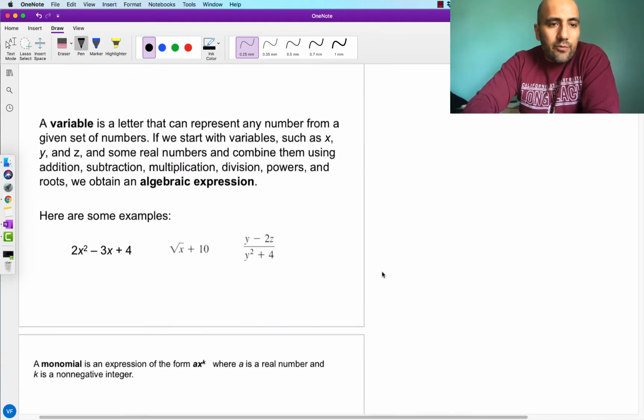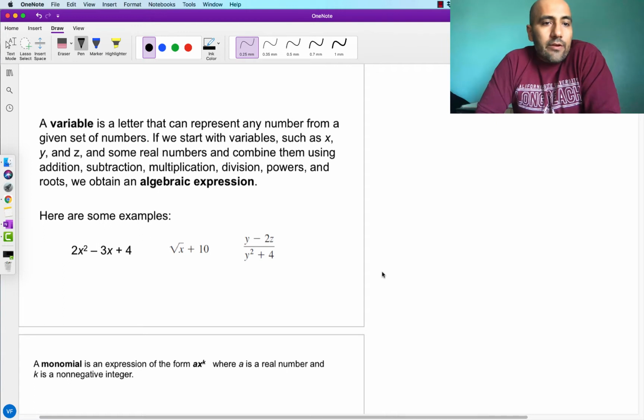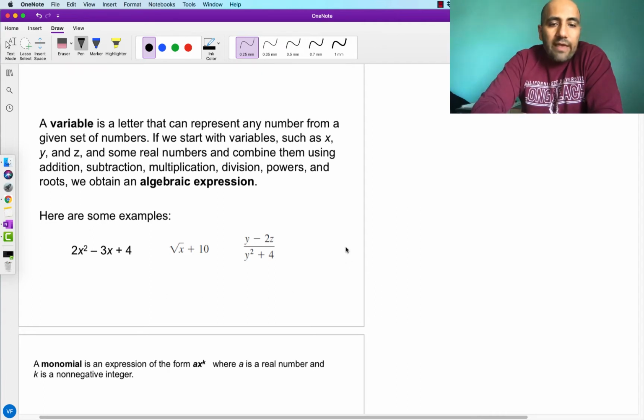So let's start off with the basics. A variable. A variable is a letter that can represent any number from a given set of numbers. If we start with variables such as x, y, and z, and some real numbers, and combine them using addition, subtraction, multiplication, division, powers, roots, we get algebraic expressions. Here are some examples of algebraic expressions.